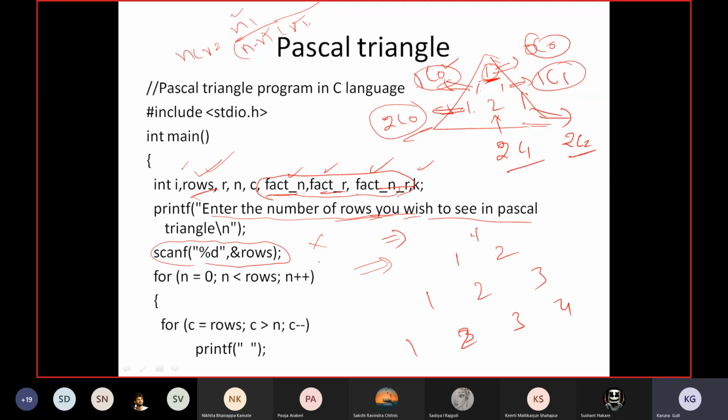I showed you two different trees, one number tree and one star tree, and I told you the logic behind them. The first one, the outer loop, talks about the rows. The first inner loop talks about leaving the spaces. What does the outer loop talk about?